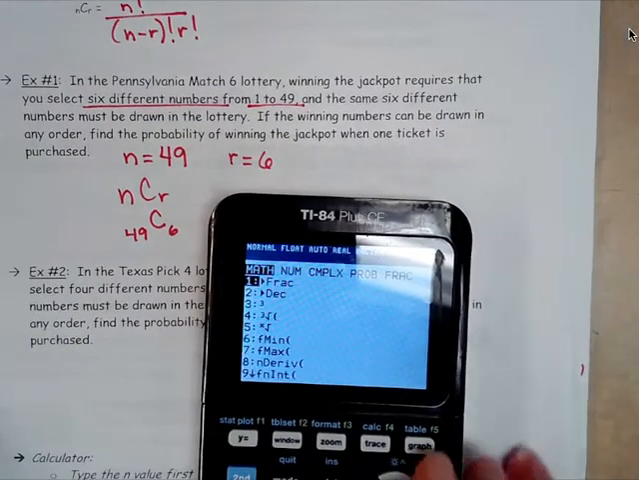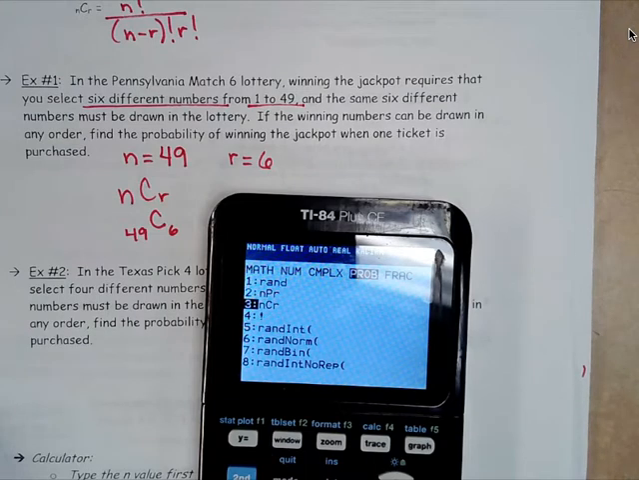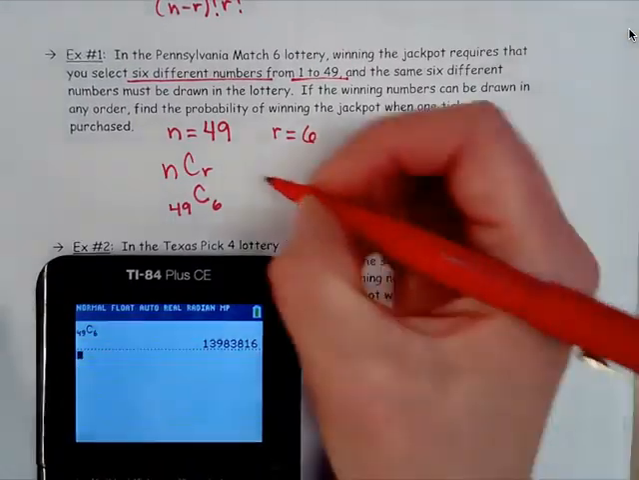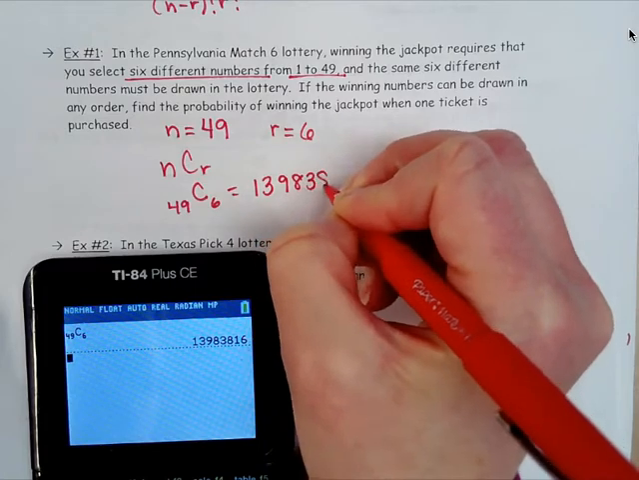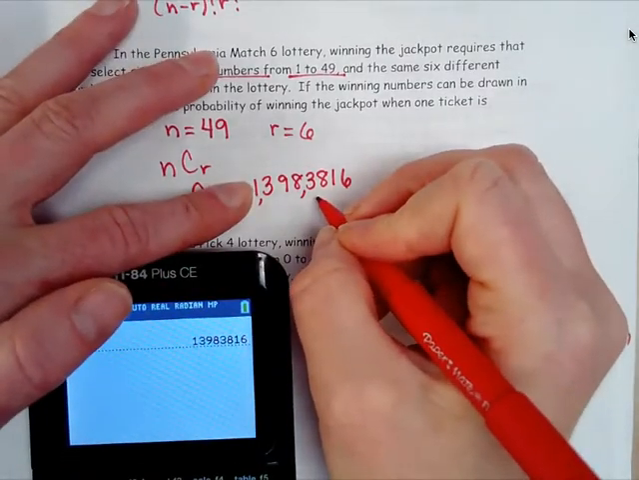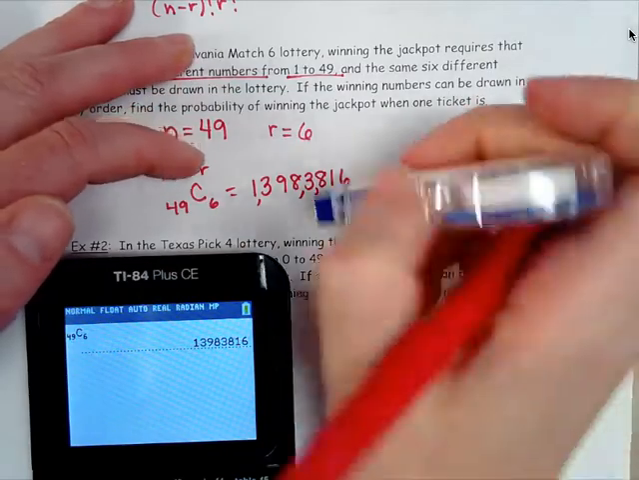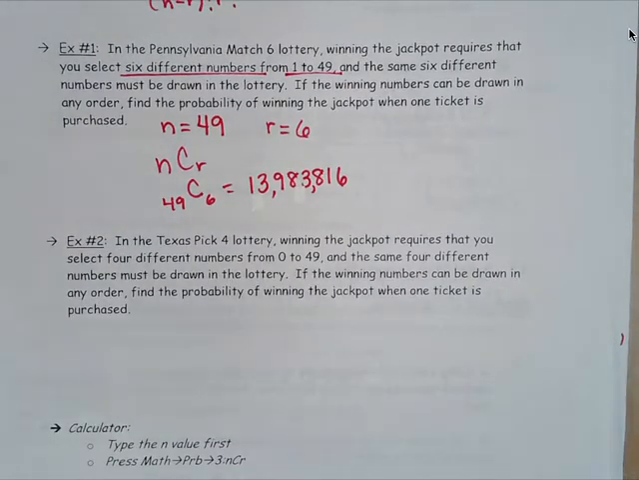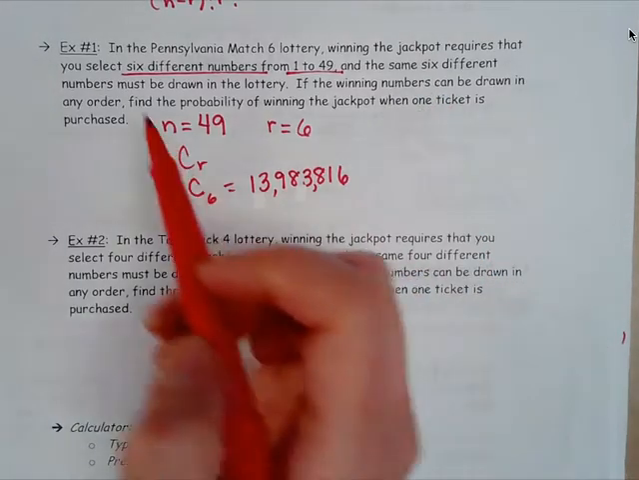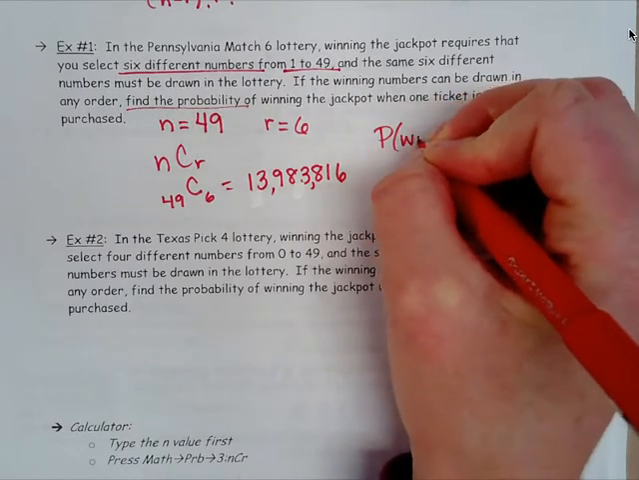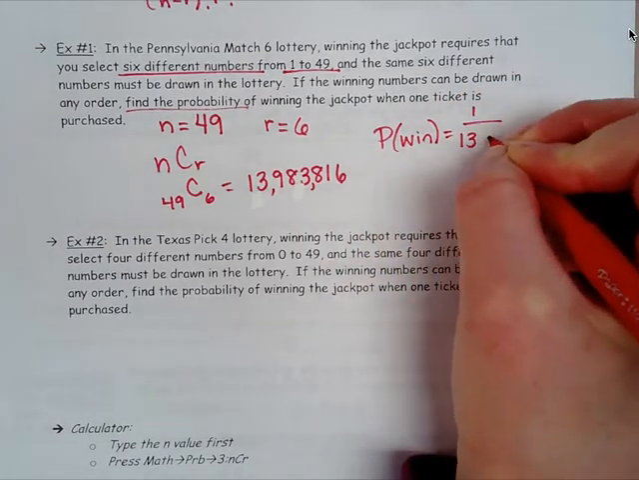So let's go ahead and just use calculator math. Over to probability, N choose R. Plug in our numbers. Check your number against mine. Did I miss a number? Yeah, I missed my comma there. There we go. But it doesn't ask how many different arrangements or how many different selections there are. It says find the probability. So the probability of winning is 1 out of that amount.